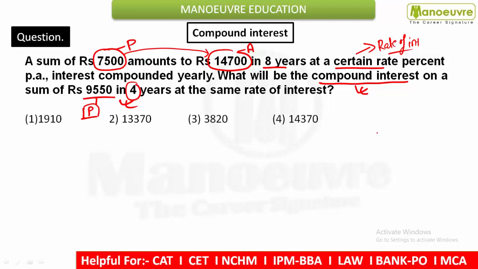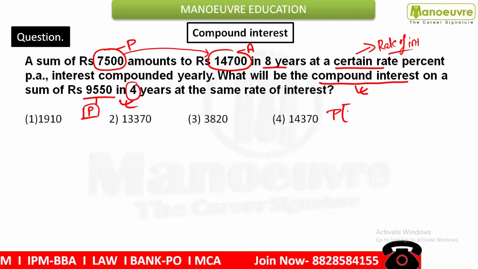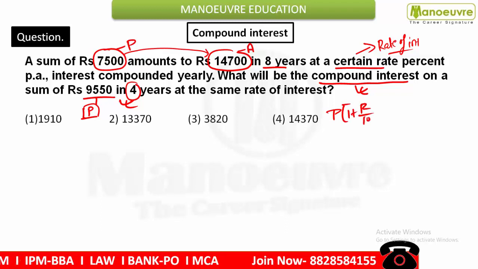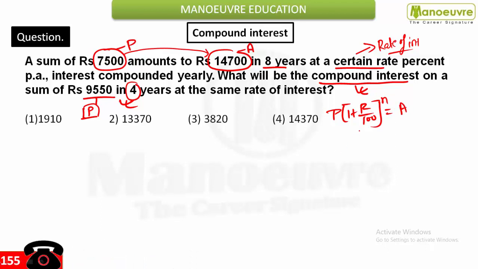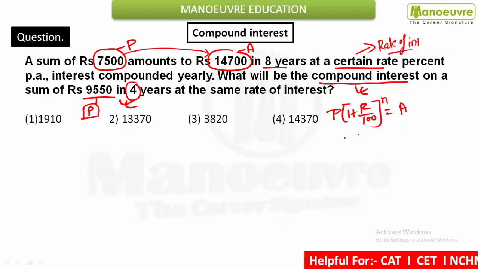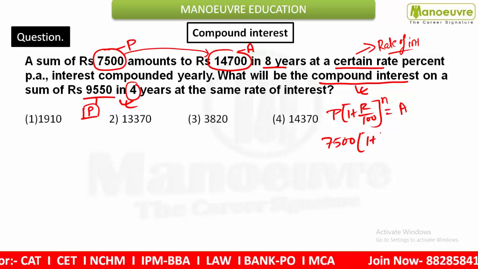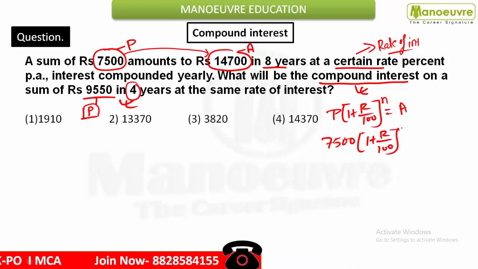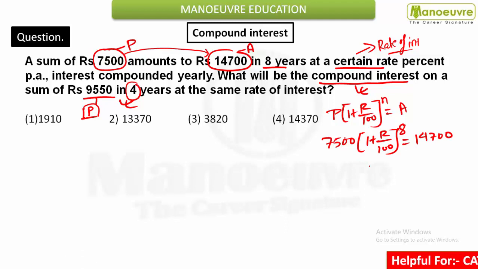Let's see how. So first of all, you all know this primitive formula: principal into 1 plus r upon 100 to the power n is equal to nothing but your amount. So if you want to find the ratio, I'm just putting the values. So 7500 into 1 plus r upon 100, you don't have to worry about this r, and n is nothing but 8. So the amount will be what? 14700.